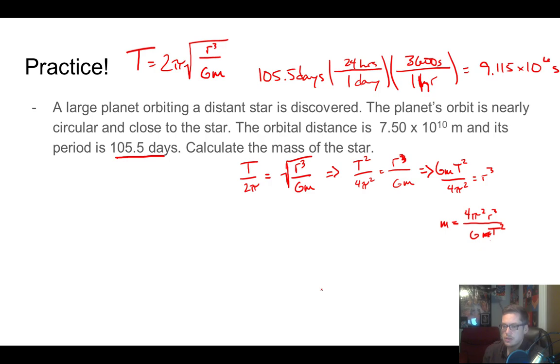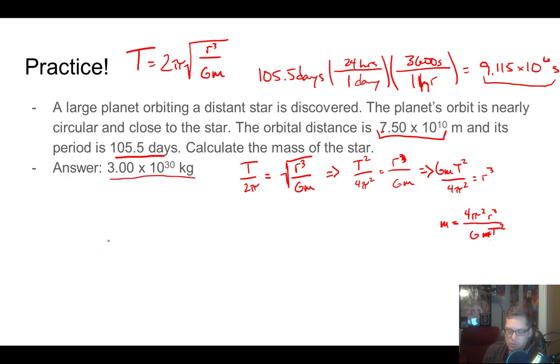All right. Then we can just take all these and plug them in for our mass value. So the r value would be here. Okay. And the T value would be here, the 9.115 times 10 to the 6th. Plug that in, and you should get this as your answer. All right, 3.00 times 10 to the 30th kilograms.